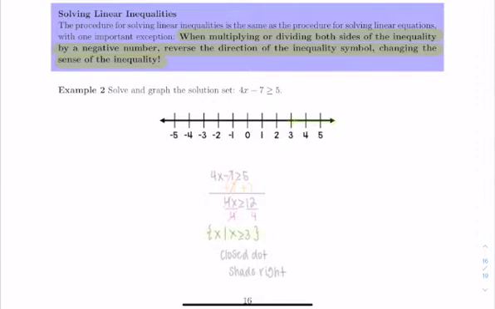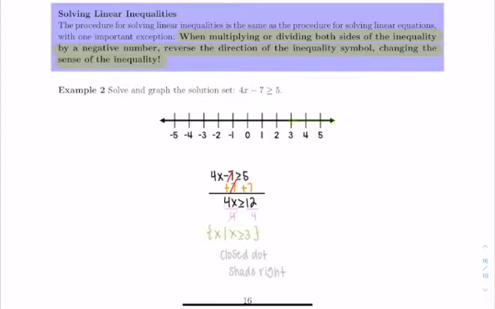So let's solve and graph the solution set for 4x minus 7 is greater than or equal to 5. Just like we would solve a linear equation, the first thing we want to do is add or subtract to try and get x by itself. So we can undo the minus 7 by adding 7 to both sides. And so this ends up canceling on the left. And we get that 4x is greater than or equal to 12.